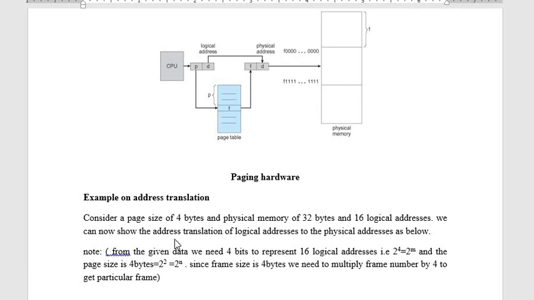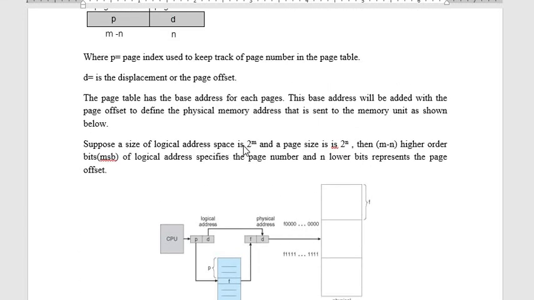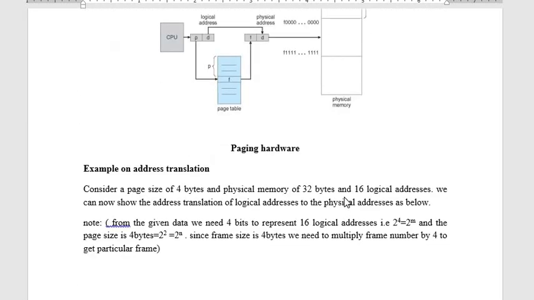As per the given problem, the page size is 4 bytes, physical memory is 32 bytes, and logical addresses are 16. From the given data, in order to have 16 logical addresses, we need to represent that as 2 to the power of m, because we already know that the logical address space is 2 to the power of m. So represent the number of logical addresses as a power of 2, and you get 2 to the power of 4, which is 2 to the power of m.